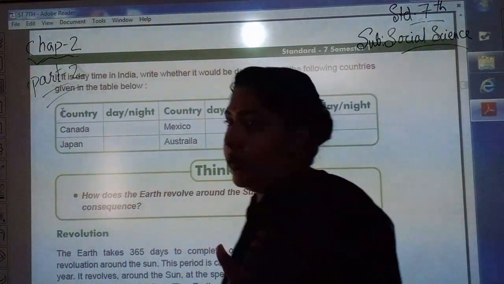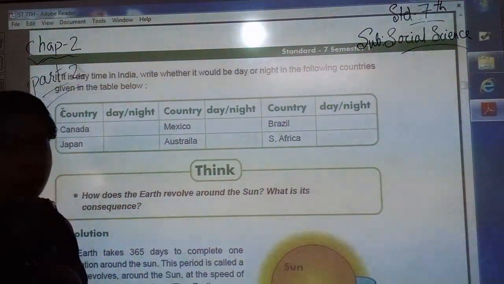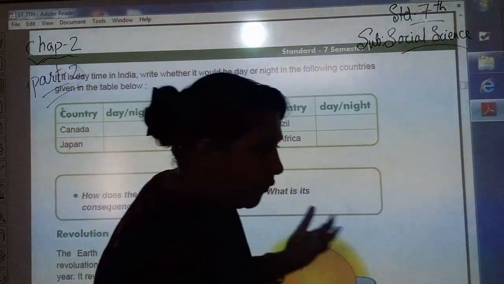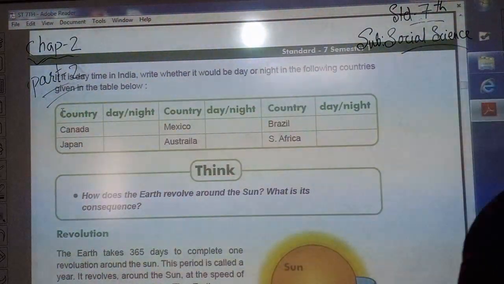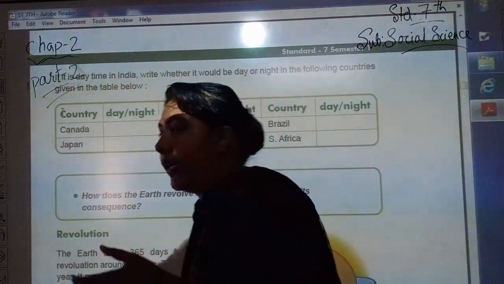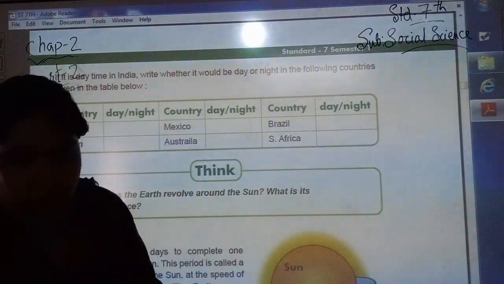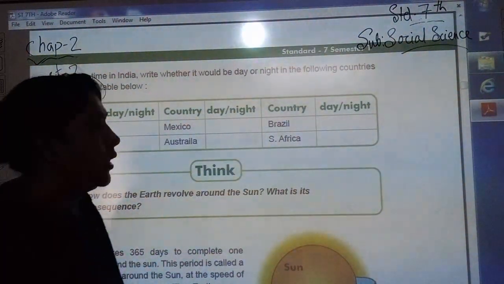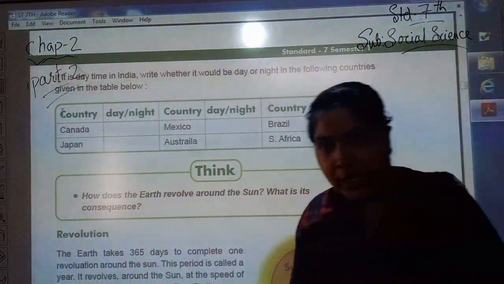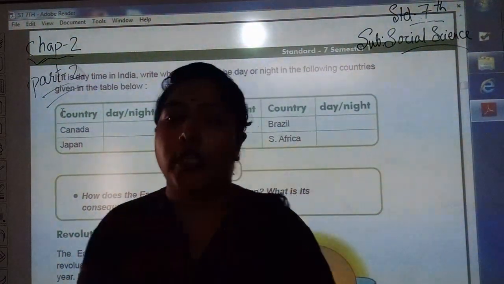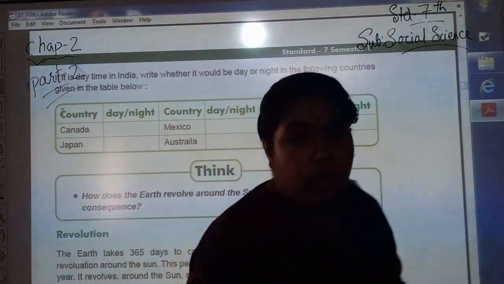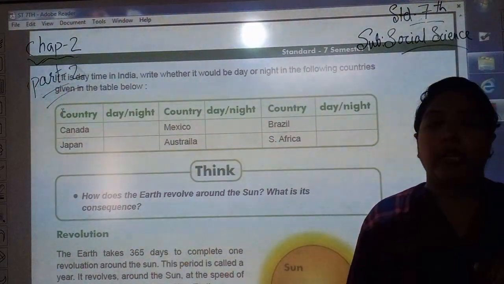What is the name of the chapter? Chapter 2, what was the name of the chapter? The name of the chapter is Motion of the Earth. It means how the earth is rotating and how the earth is revolving. Moving around the sun is called a revolution. All the things we have explained, and in this chapter we will explain further, because during rotation day and night is the best example, and for revolution, seasons are the best example.